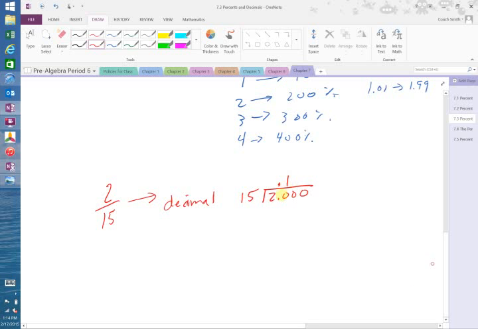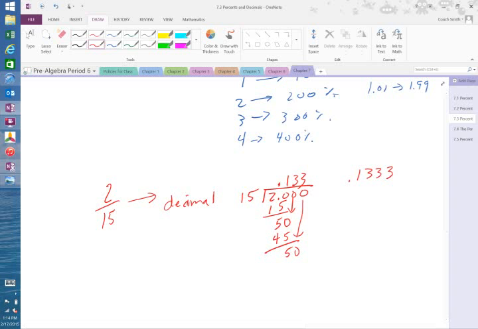15 goes into 20 once, that's 15, remainder 5. Bring down my 0. 15 goes into 50 3 times, which would be 45. Remainder 5, bring down your 0. So the 3 is just going to keep repeating. So I have 0.1333. Now let me see, some books will require you to round it.